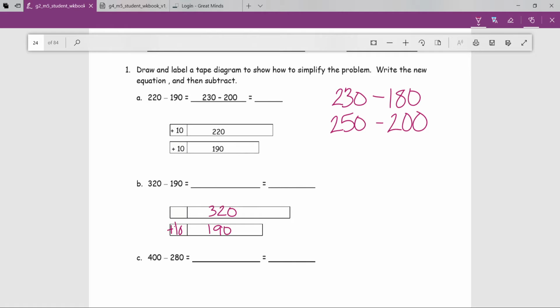Well, whatever I do to the bottom, I have to do to the other number as well. And it might not always be the bottom. It might be the top number that you do this to. But I'm going to add plus 10. I don't know why I wrote a 9, but it's a 10. I'm sorry. All right, plus 10.